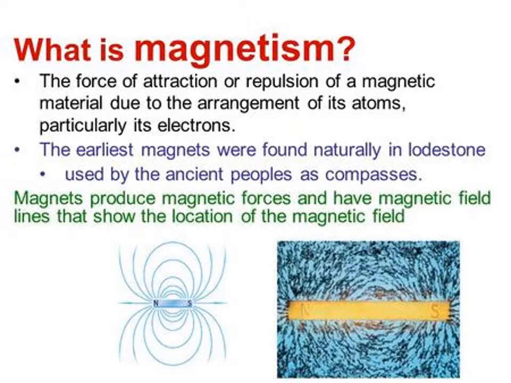Earlier, both electricity and magnetism were thought to be two independent branches of physics. In the past, in classical physics, they thought that magnetism and electricity were separate branches of physics.